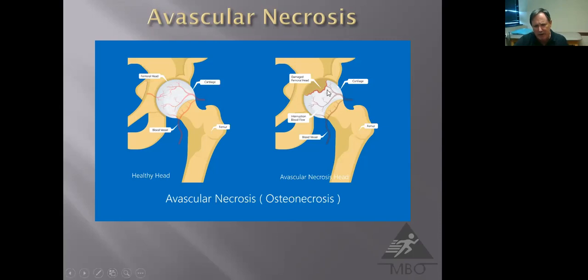This is a diagram here where a given portion of the femoral head became ischemic. The bone tends to get soft, it dies, and then it collapses and goes on ultimately to form arthritis.